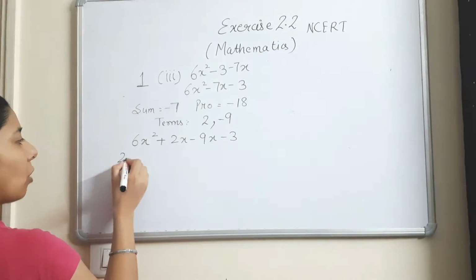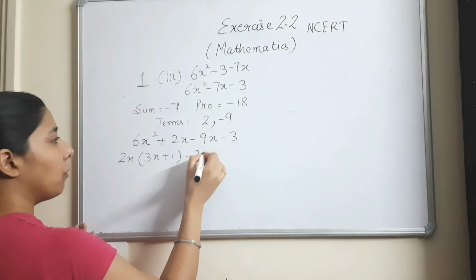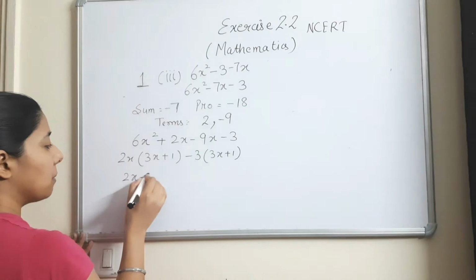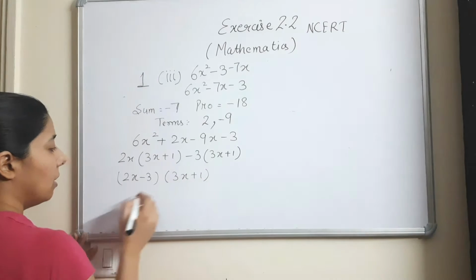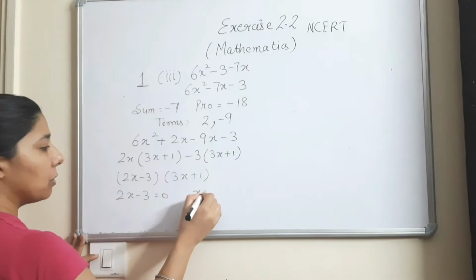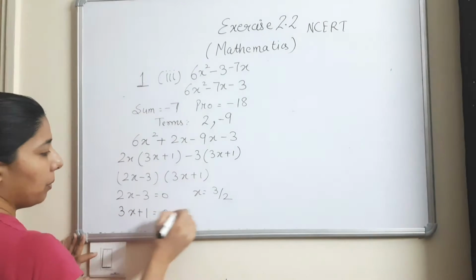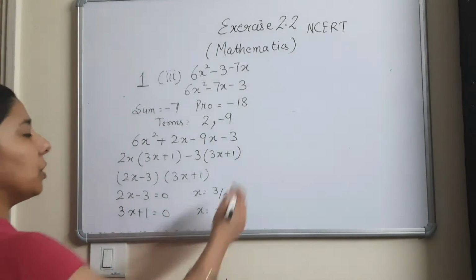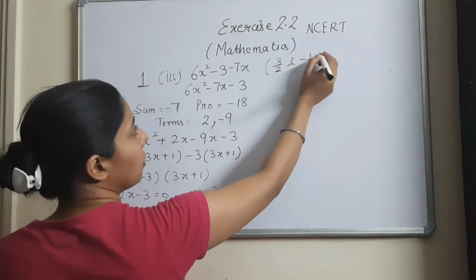So we will take 2x common from here and left with 3x plus 1 in the brackets, and minus 3 from here and left with 3x plus 1 in the brackets. So next, 2x minus 3 and 3x plus 1. Always make sure that both of these brackets are the same. Now to find the zeros, we will write 2x minus 3 is equals to 0. From here x is equals to 3 by 2, and 3x plus 1 is equals to 0. From here x is equals to minus 1 by 3. So these are the two zeros of this question. So write down the zeros are 3 by 2 and minus 1 by 3.